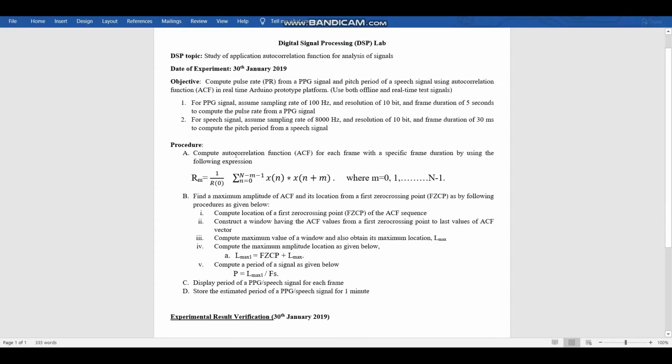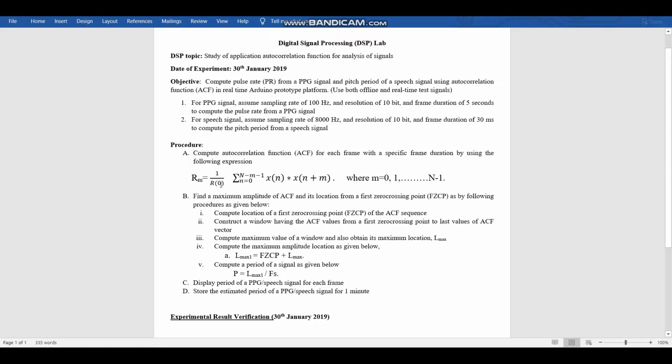Since it is called autocorrelation, it is the multiplication of a signal with a delayed version of itself. Here we can see, if we consider x of n plus m as the signal, then x of n is a delayed version of itself. So we are just multiplying and summing it over a window and then dividing it by R of 0.